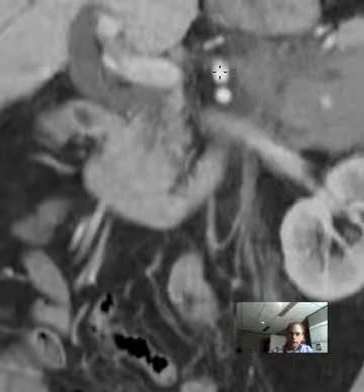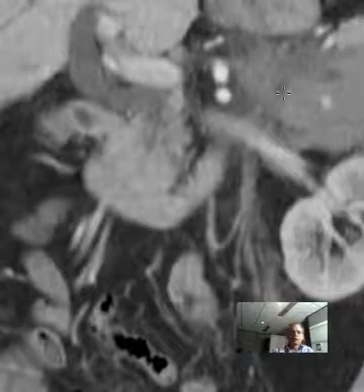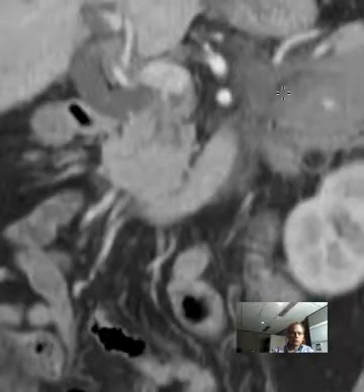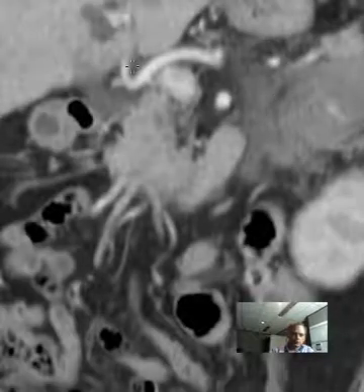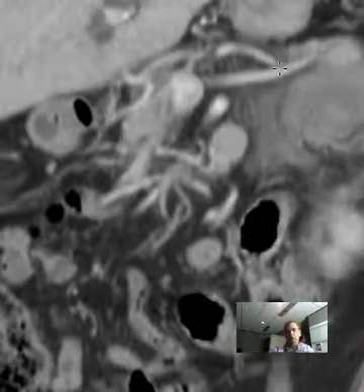Now let's see, if this is a celiac artery, it should give off a hepatic artery this way and a splenic artery this way. So don't make me a liar. Alright, hepatic artery going off that way and splenic artery going off that way.